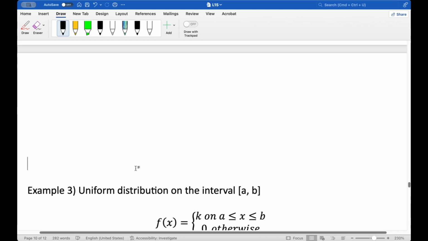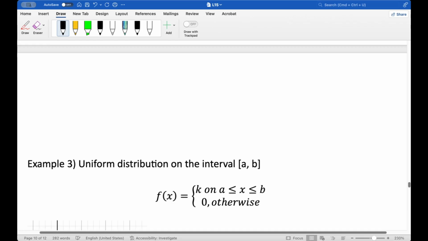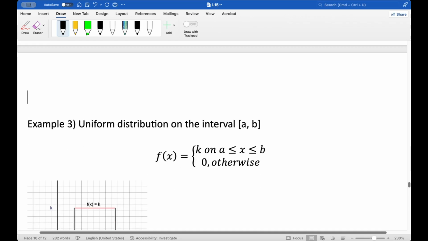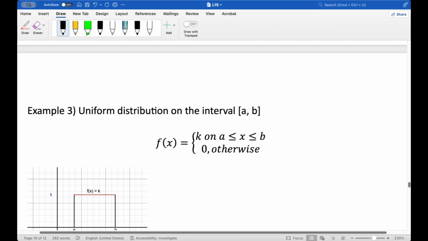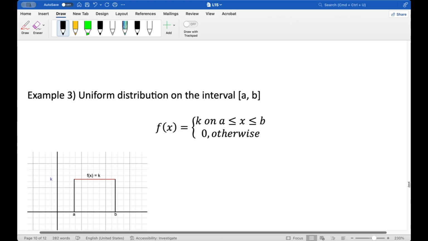All right, next up, uniform distribution, continuous version. So the uniform distribution is equal probability throughout. So in the case of a continuous random variable, the function is equal to a constant on the interval a, b. It's 0 elsewhere. So the graph of the density function is a horizontal segment.